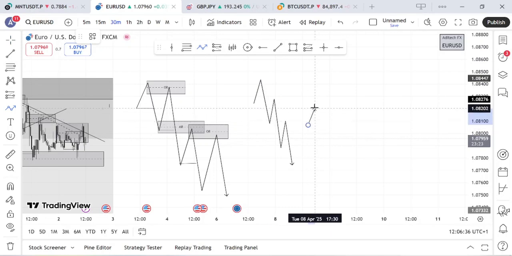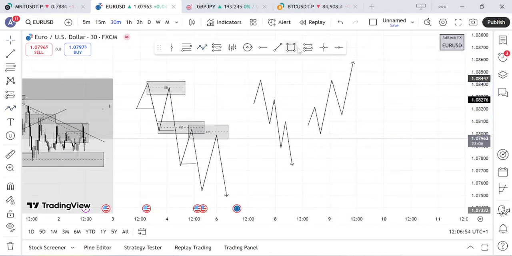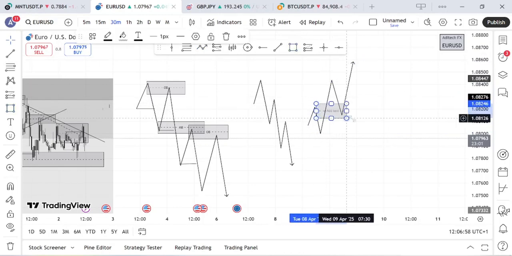Just watch. This is an order block that price is supposed to respect, right? So price, after taking out this liquidity, is supposed to respect this and go down, but it breaks past the other block, then continues going. So this is a breaker block, a bullish breaker block.